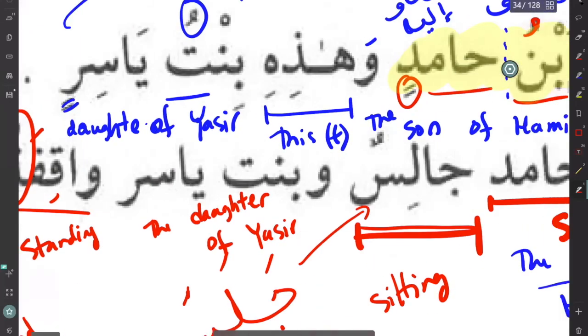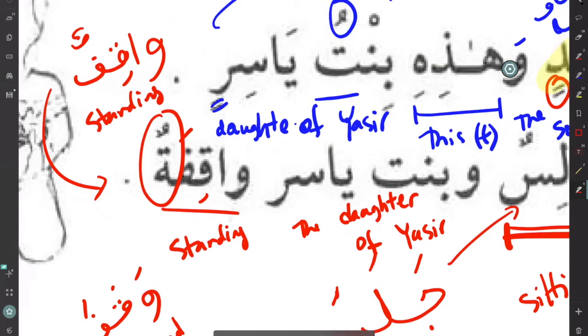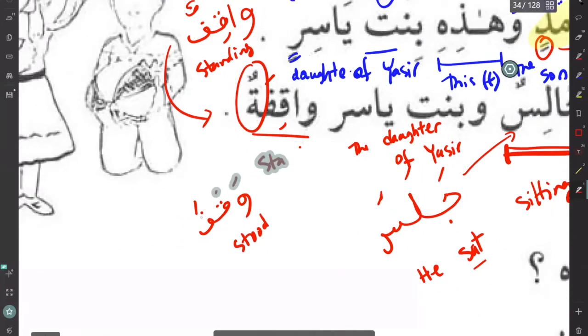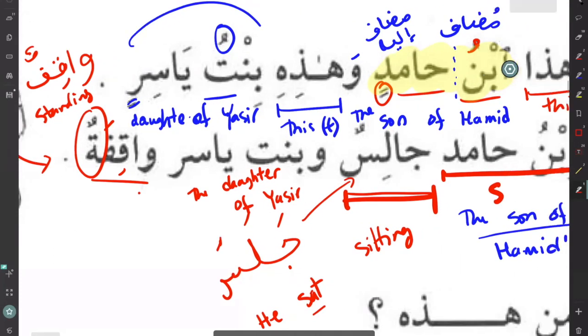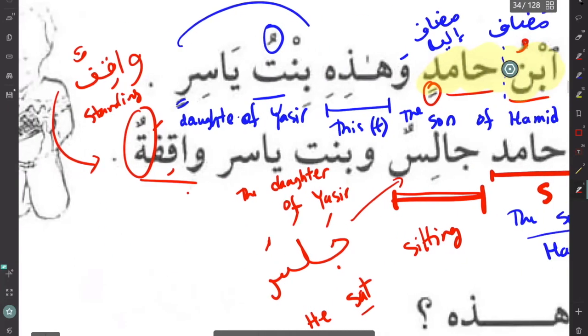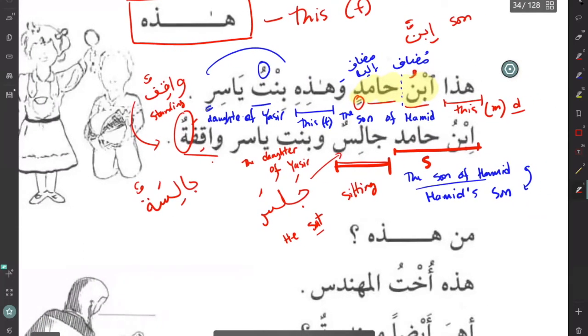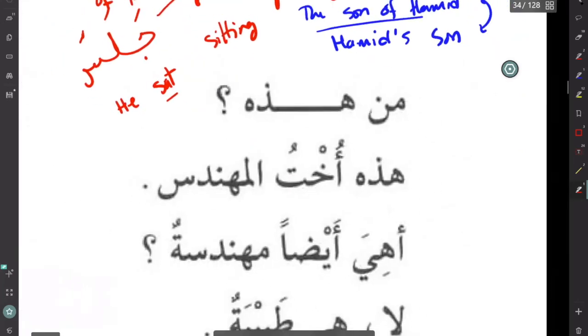From jalisun, for example, if you wanted to say, no, bint Yasir is not standing, she's sitting, what are you going to do? Can someone tell me? You want to say bintu Yasir is sitting, not standing, and the word is jalisun. It will be jalisatun. Very, very simple. So if you memorize the word, especially an adjective, making it masculine or feminine is super easy. Okay, so that's all we're going to be seeing in this chapter.